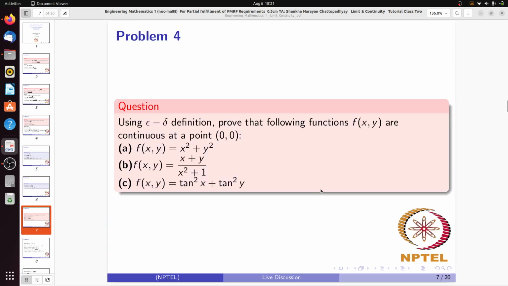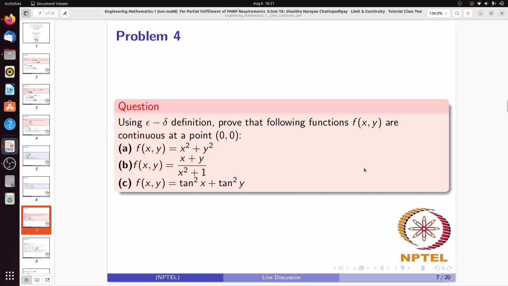So problem 4. In problem 4, we have to use the epsilon delta definition. Using the epsilon delta definition, we have to prove that these functions f(x, y) are continuous at the point (0, 0). What are the functions? f(x, y) equals x square plus y square, f(x, y) equals (x plus y) by (x square plus 1), and f(x, y) equals tan square x plus tan square y.